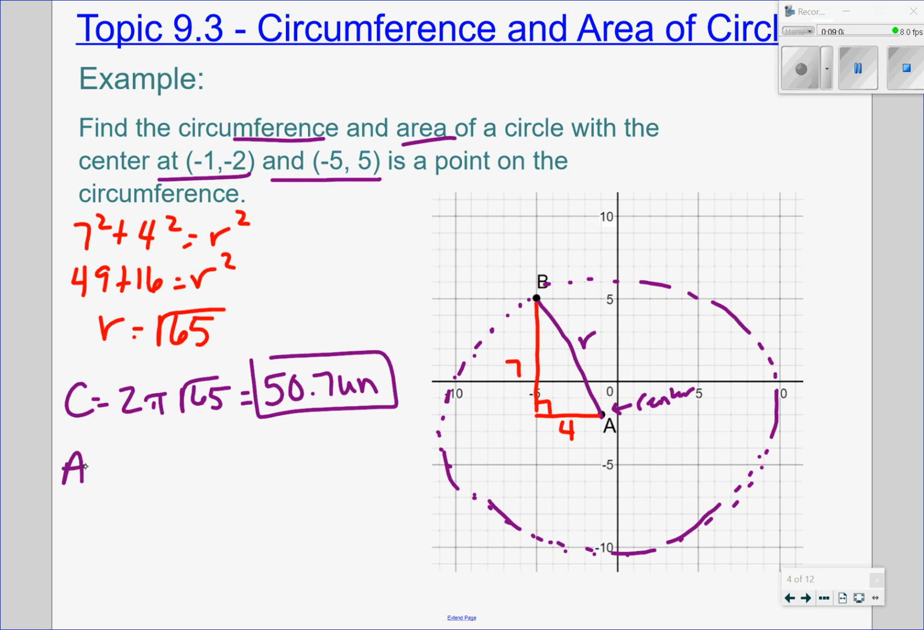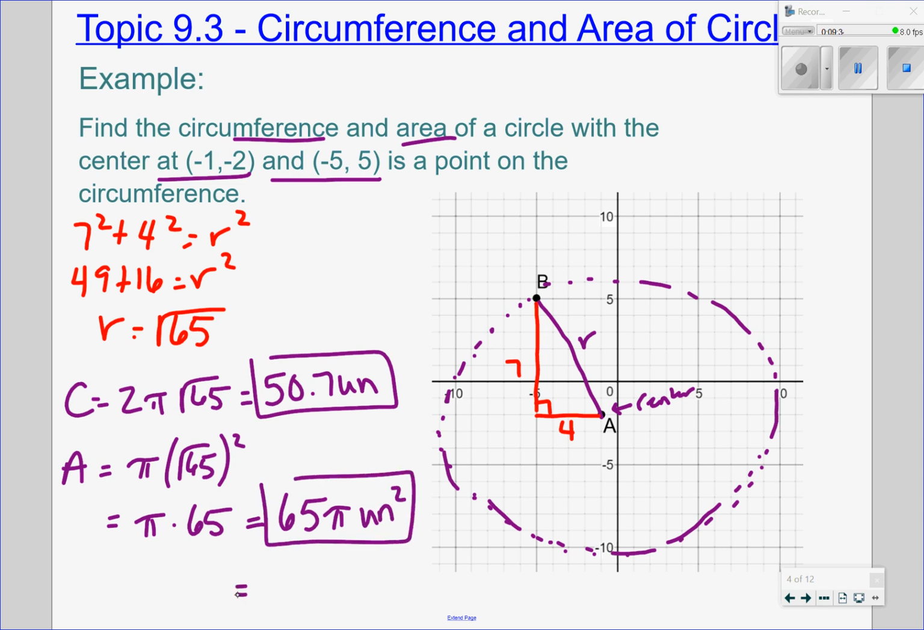Now for our area, we're going to do pi times the square root of 65 squared, because it'd be pi times radius squared. Well, when we square a radical, remember this just becomes pi times 65. And then if we needed to leave our answer in terms of pi, we would leave it as 65 pi square units. If we were rounding to the nearest tenth, you would simply do 65 times that pi button, or 3.14, depending on whatever your instructions tell you to do. And this would be 204.2.